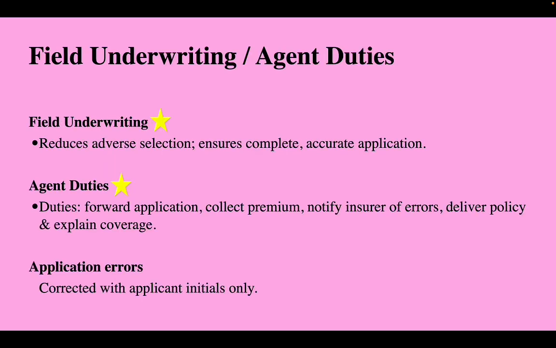Field underwriting and agent duties. Field underwriting is the first line of defense against adverse selection. Agents are responsible for submitting complete and accurate applications, collecting premiums, notifying the insurer of errors, and delivering policies while explaining coverage. Errors in the application must be corrected by the applicant with initials.